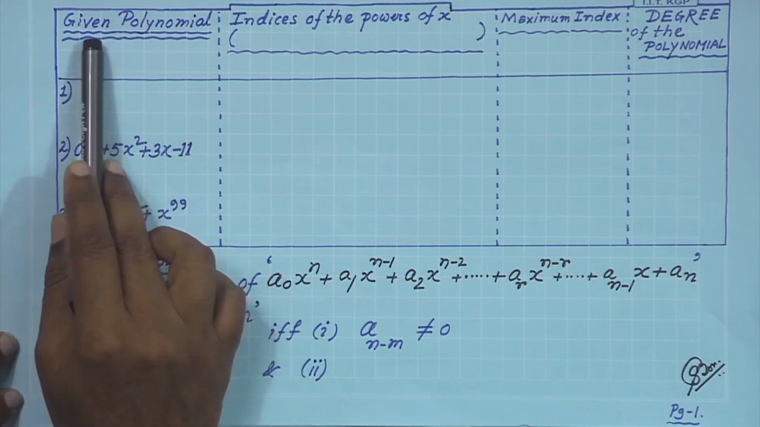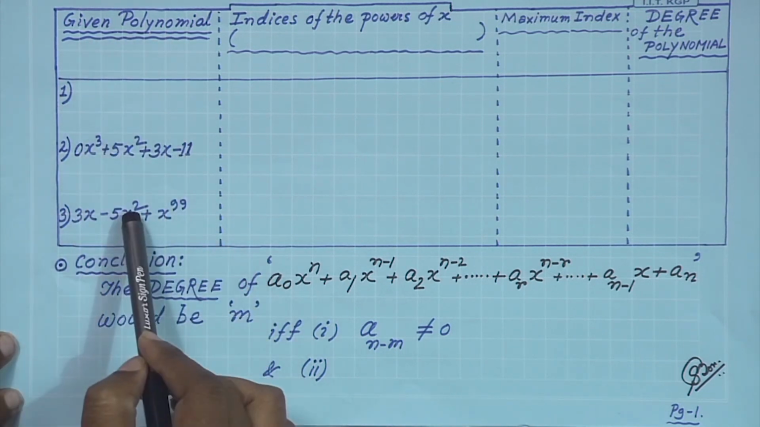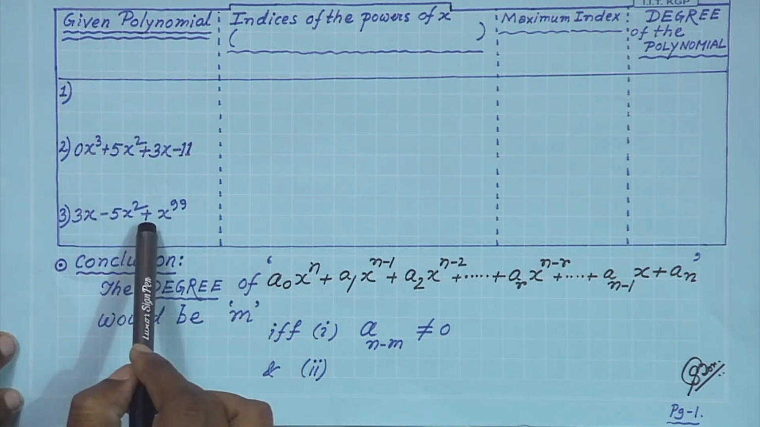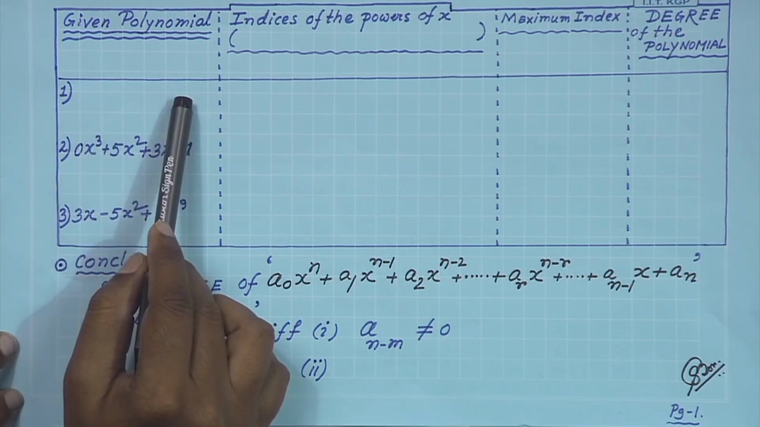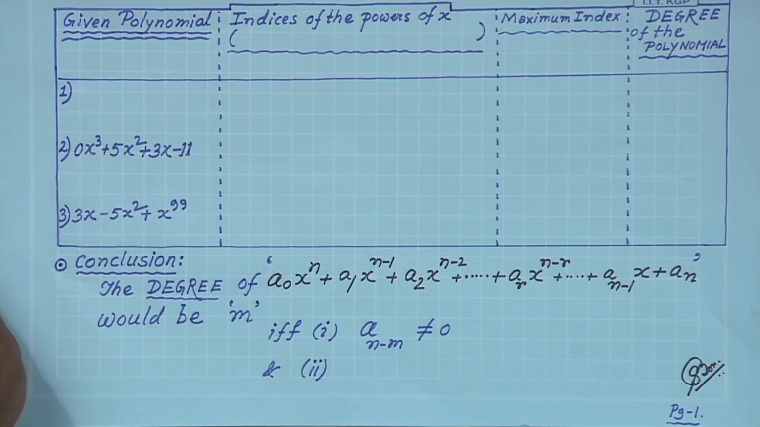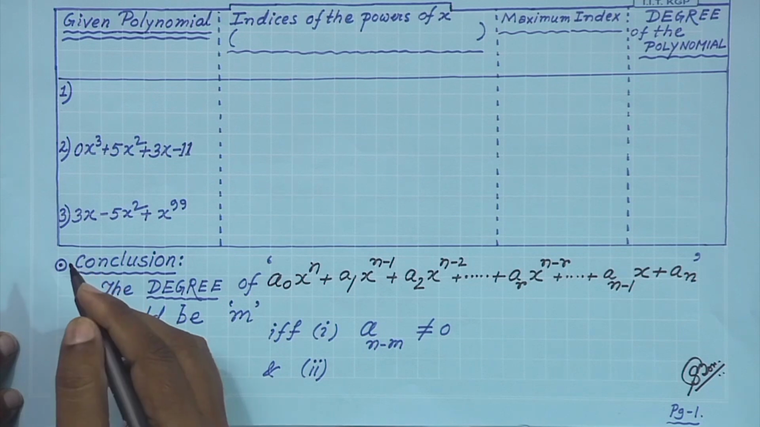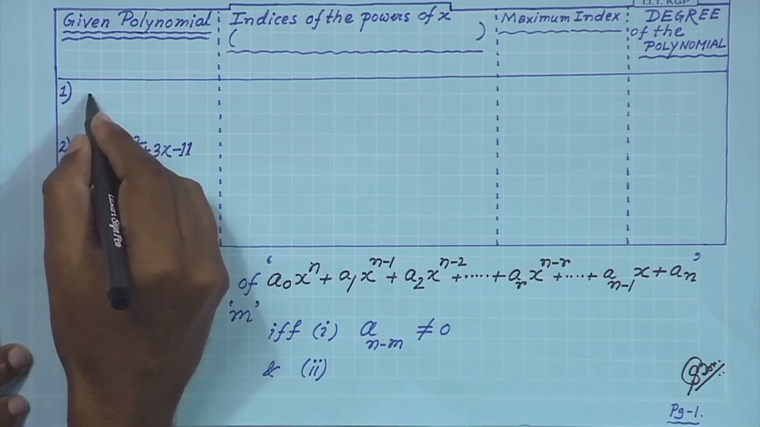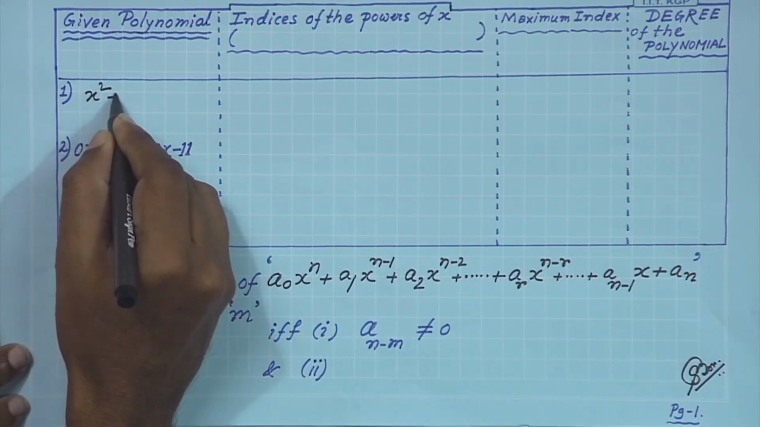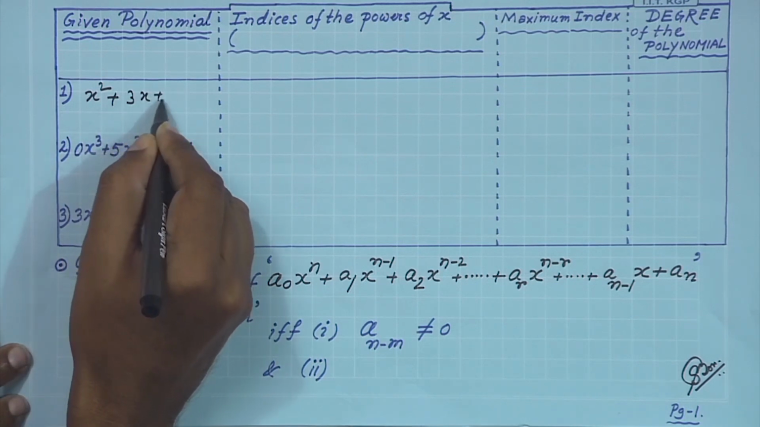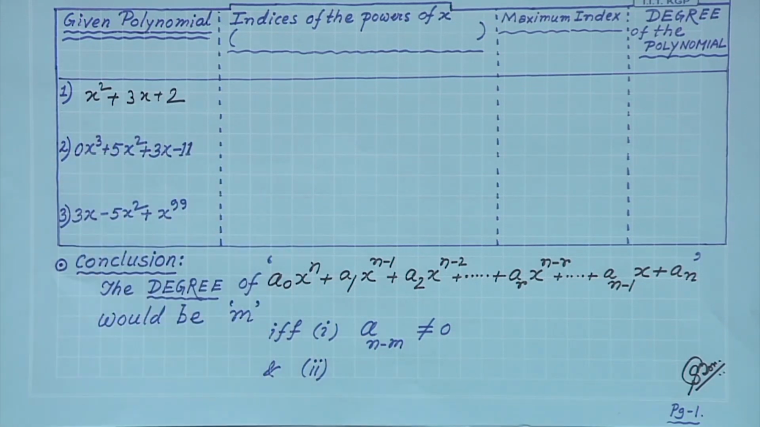Here, some given polynomials are written. The first space is kept blank. Supply me a very easy polynomial of degree 2. x square plus 3x plus 2. Okay. I have used the words, supply me a polynomial of degree 2.